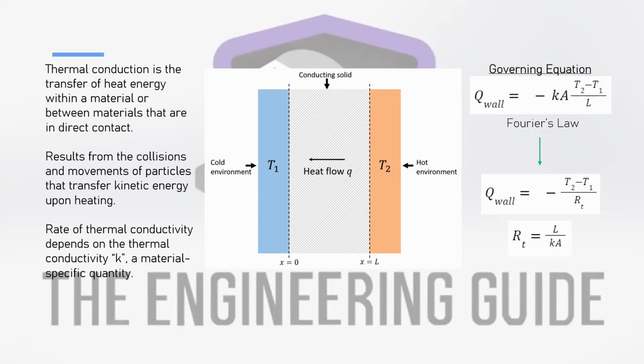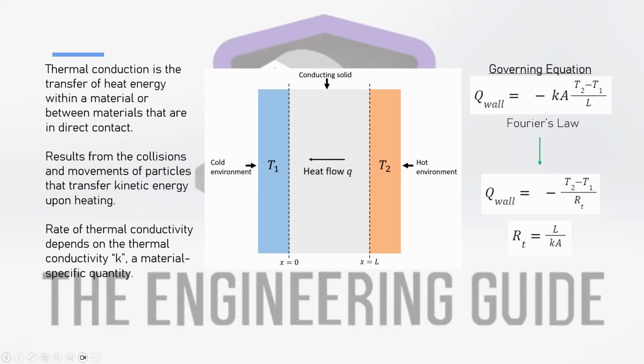But today for this tutorial, we are going to be simply focusing on the conduction heat transfer through a solid plate. And this heat transfer results from the collisions and movements of the particles within the solid plate that transfer kinetic energy between the particles upon heating. The rate of thermal conductivity through the plate depends on the thermal conductivity K, which is a material-specific quantity. So a material with a higher thermal conductivity will transfer more heat effectively.